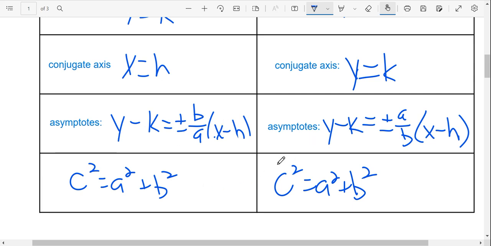Okay. All important. As you can see, there's asymptotes involved whenever you look at the graphs that was posted 20, 30 seconds ago. Also, instead of c squared equals a squared minus b squared, you're adding again, which makes it nice. Okay, so you're adding a squared plus b squared with hyperbolas.